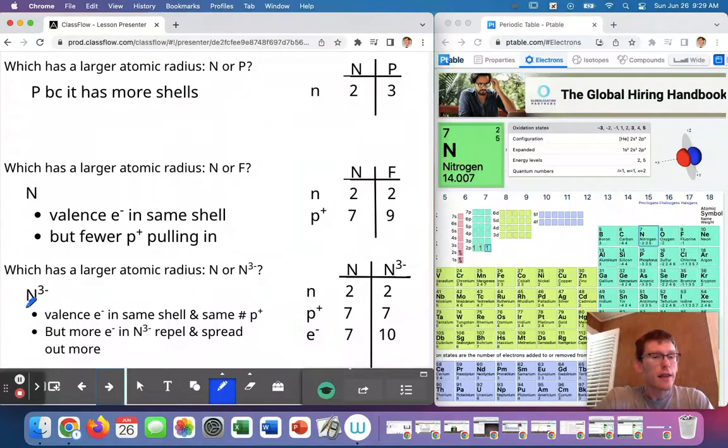So we can say that N3- is bigger because although, yes, the valence electrons are in the same shell in both cases, and they both have the same number of protons, what differs is the N3- ion has more electrons, and those more electrons are going to be pushing away from each other. They're going to be repelling each other and spreading out more, giving the N3- anion a larger radius.